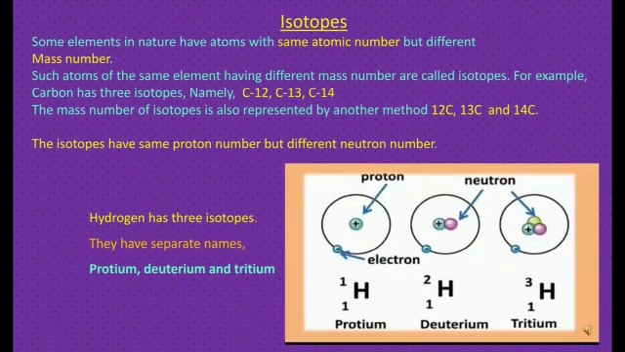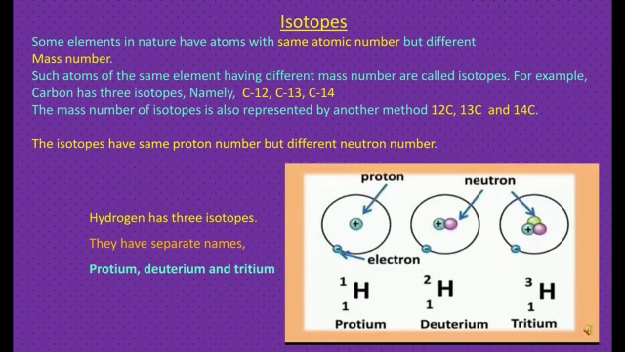Next topic is isotopes. Some elements in nature have atoms with the same atomic number but different mass number. Such atoms of the same element having different mass number are called isotopes. For example, carbon has 3 isotopes, namely carbon-12, carbon-13, carbon-14. We know its atomic number is 6 only.